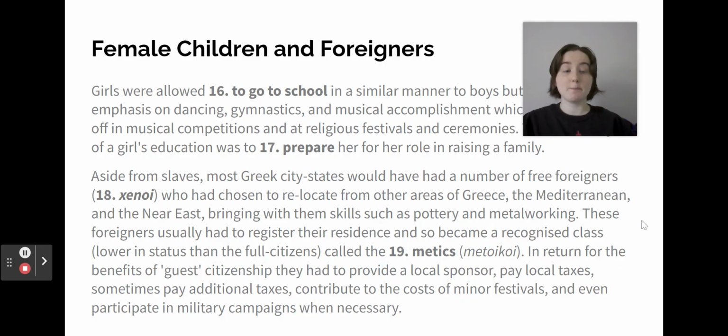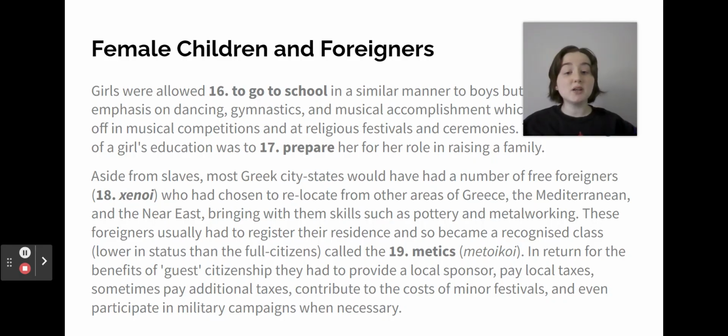So remember, one of the biggest responsibilities of Greek citizens was to be able to vote, especially if you were in a city-state with democracy. So imagine if you were a metic. So you were a person who was a foreigner who had moved to a city state in Greece. Let's say you moved to Athens from a different city state. You would be considered a metic or a metoikoi. So you wouldn't have the same rights as full citizens.